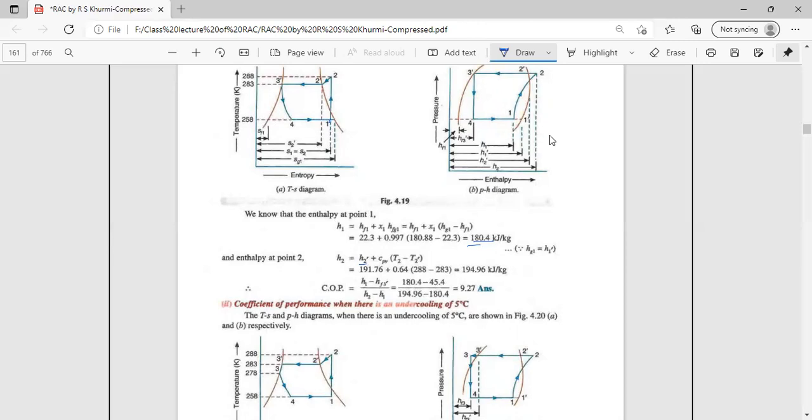Thus, what happens here? See, both H1 and H2 are available. So H1 minus HF3 dash, which is at 45 degrees centigrade, and initially there is no undercooling here, as shown. I put the values of H1 minus HF3 and H1 minus H2, which gives 9.27. But there is no undercooling.